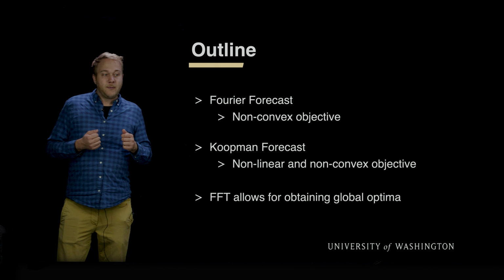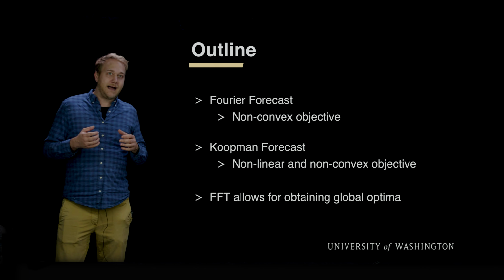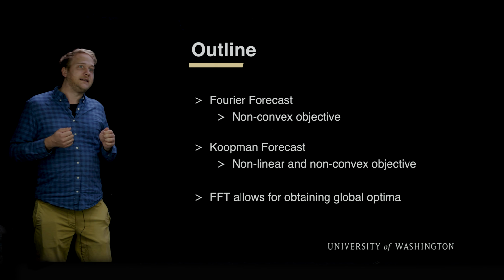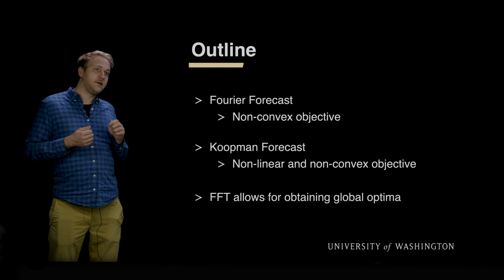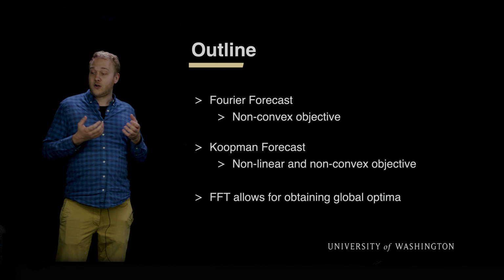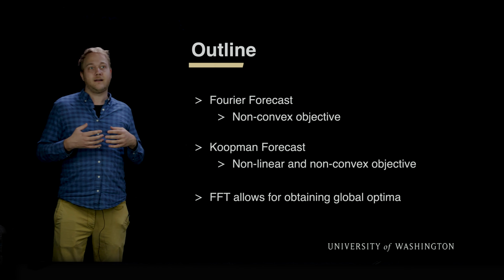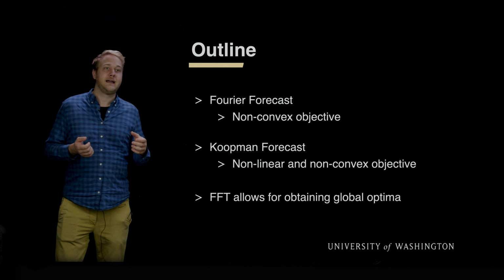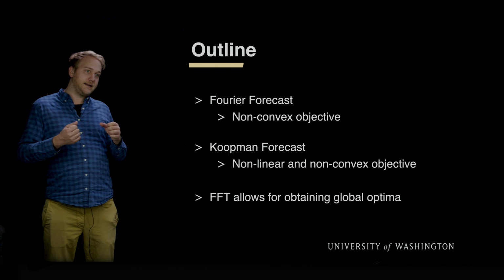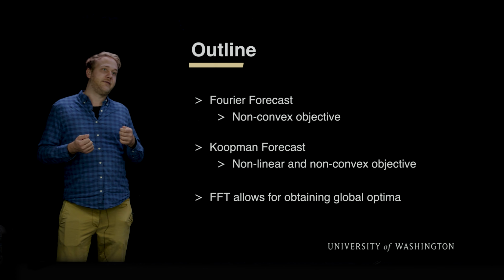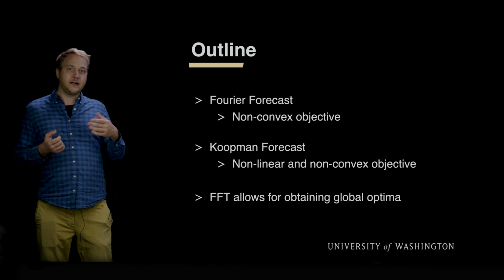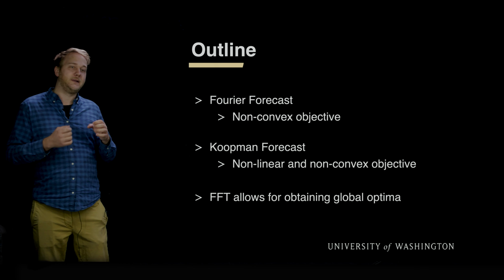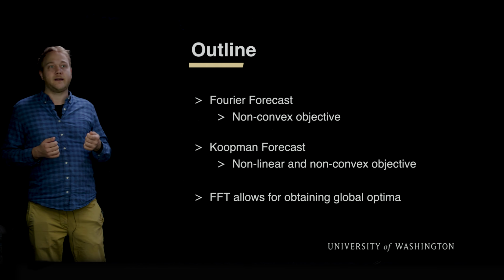The optimization objectives of the algorithms are pretty nasty. The Fourier forecast algorithm has a non-convex objective, and the Koopman forecasting algorithm has a nonlinear and non-convex objective. And even though the objective functions are pretty hard to solve, we can find global optima in the direction of some of the parameters by using the fast Fourier transform.